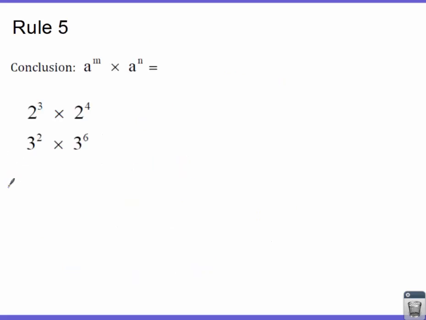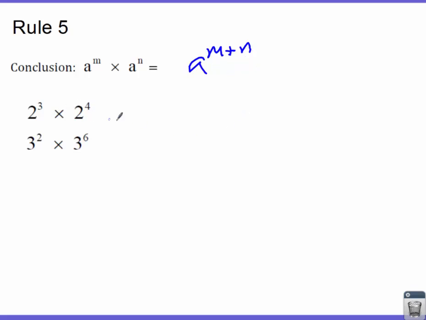Okay, rule number 5. Rule number 5 says we're going to multiply two exponent expressions together where my base is the same and our exponent is different. So what we do in a problem like this is we keep our base, and we add our exponents together. So m and n, we just add them together. So that's what it would look like.